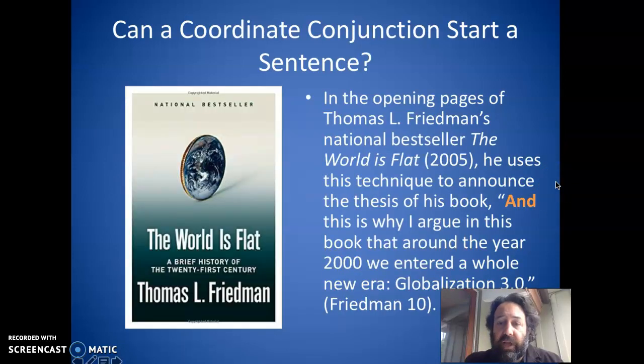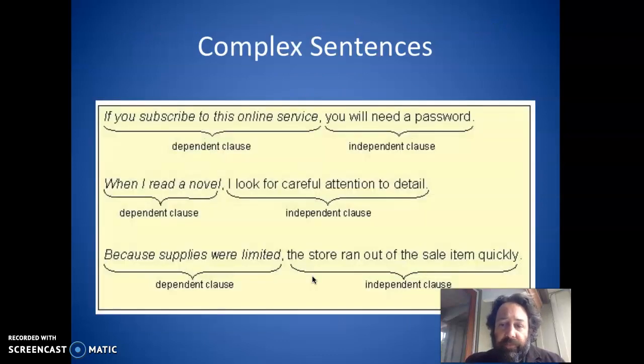And here's a really good example. This is from the classic economic text of the last 20 years, The World is Flat by Thomas Friedman. "And this is why I argue in this book that around the year 2000, we entered a whole new era, globalization 3.0." I look at this sentence in particular because this is the thesis of his book. This is the very beginning of the book, as you can see, page 10. And what he's doing there is he's setting up everything that's to come. Great book, by the way.